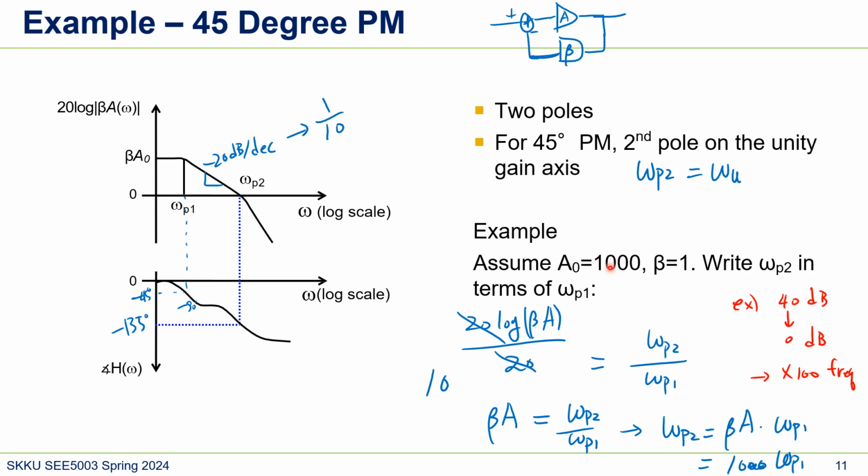This part can be confusing. So you can stop the lecture, I recommend you stop the lecture and then calculate these things. So the result is this: the unity gain frequency is just the pole frequency times the gain.